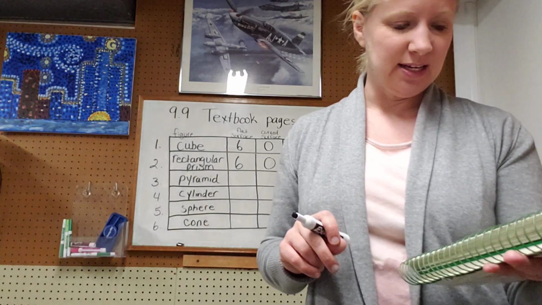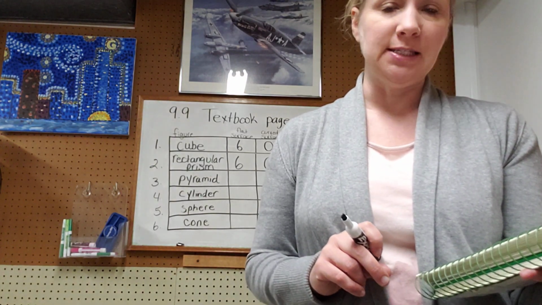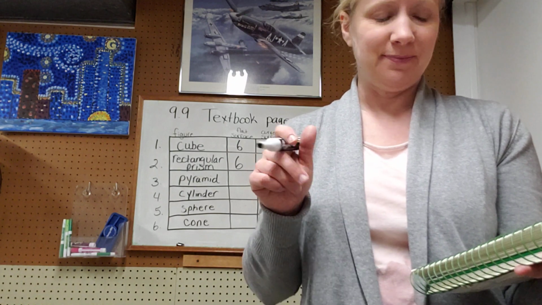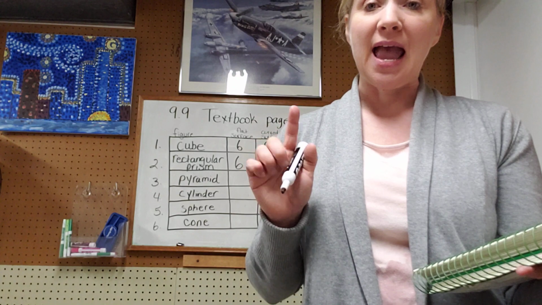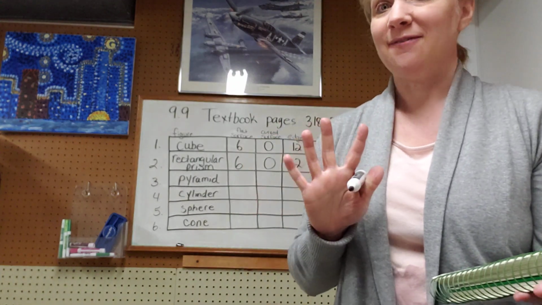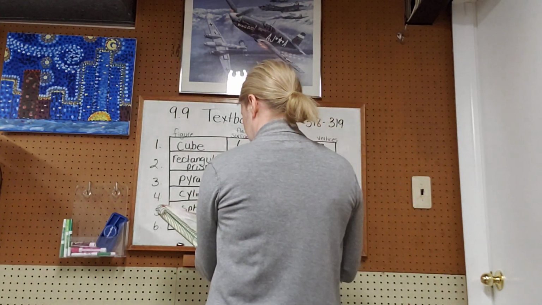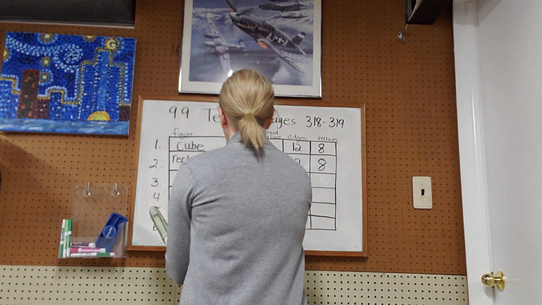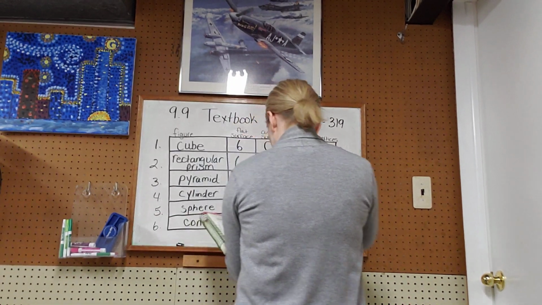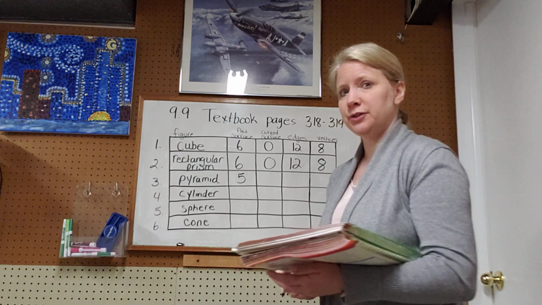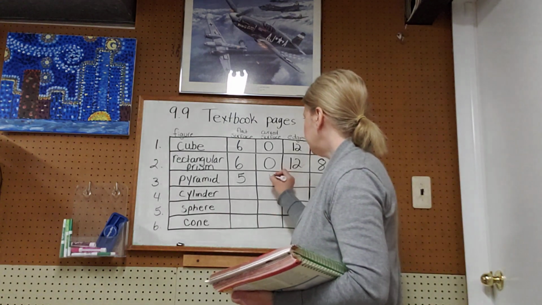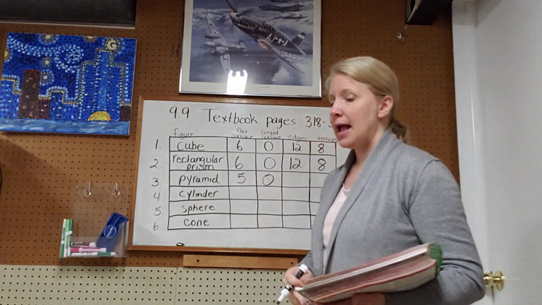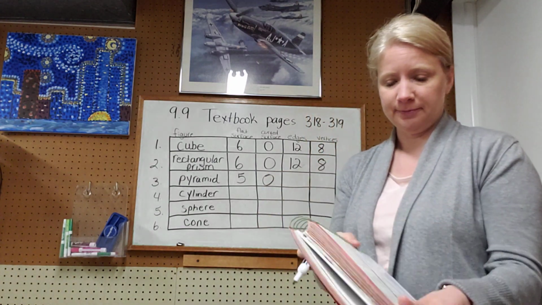Okay, let's look. A pyramid has a front and back, that's 2, 2 sides, that's 4, and a bottom, 5. 5 flat surfaces. Okay, how many curved? Is there anything curved on a pyramid? No, so 0.